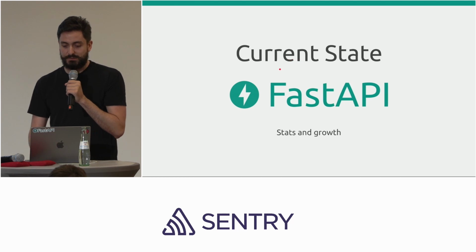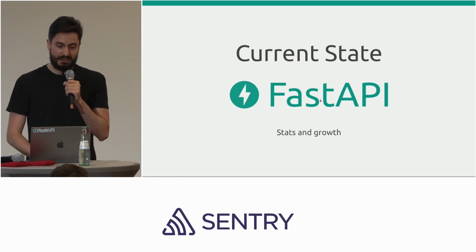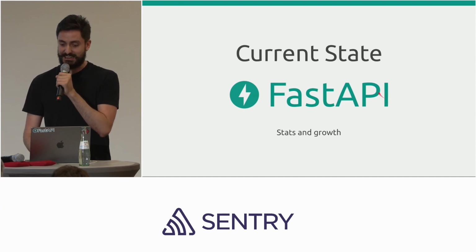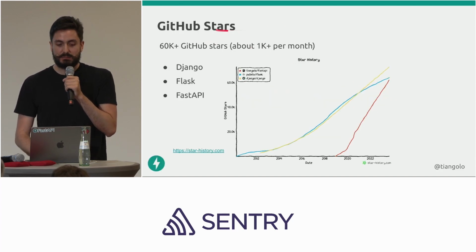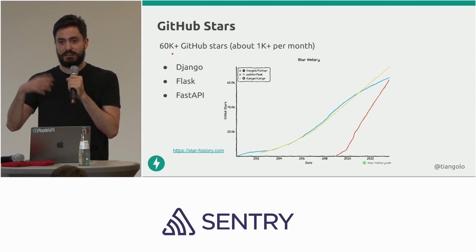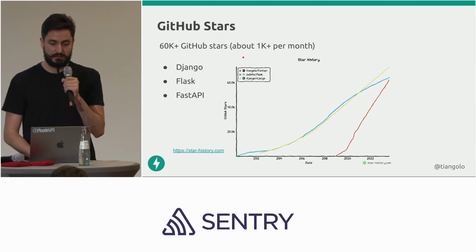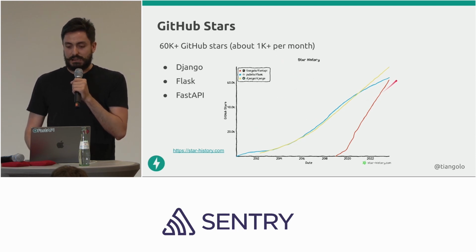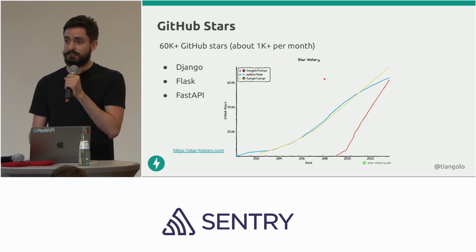Now, a bit of the current state of FastAPI. A bit of the stats and the growth and how these things are going. The GitHub stars have been growing a lot. It has 60,000-something GitHub stars. It's been growing around 1,000 stars per month, even approaching the giants that are Django and Flask.